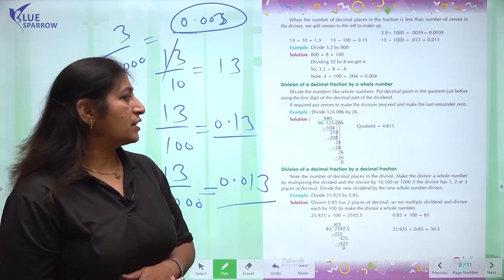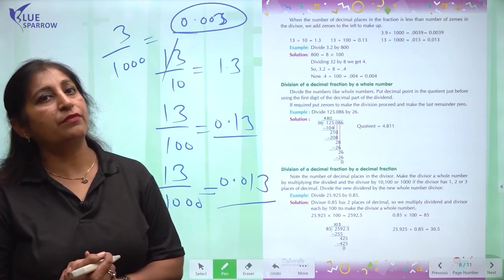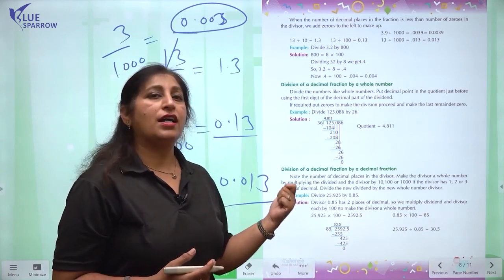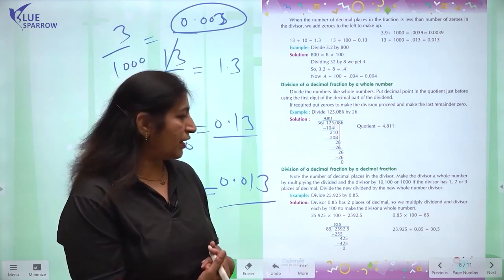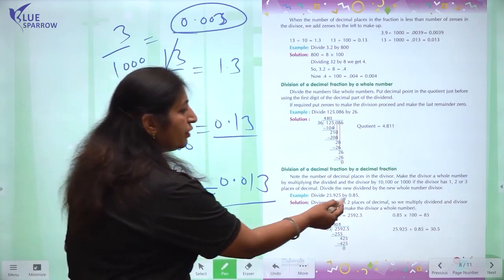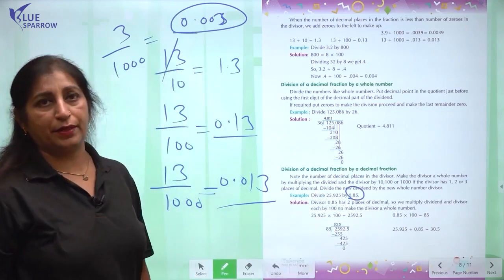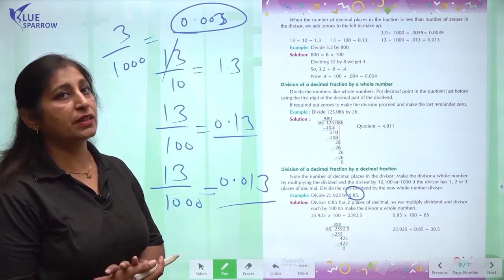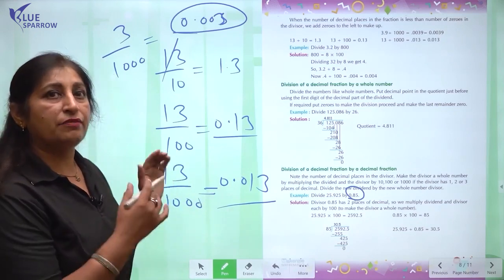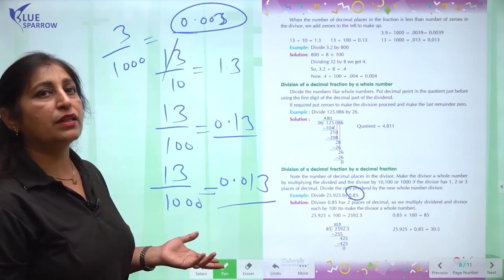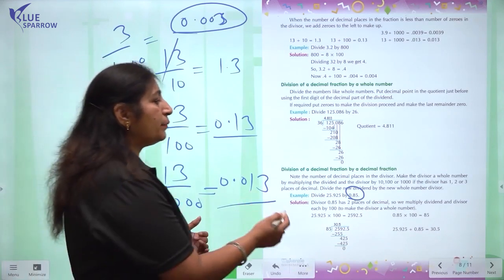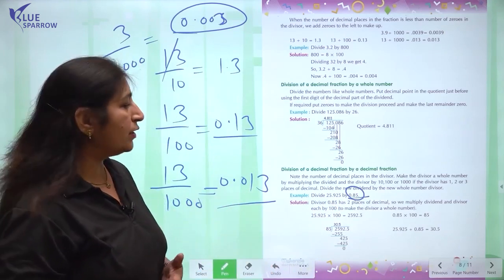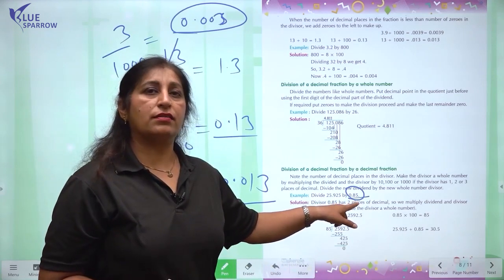Now let's divide a decimal fraction by a decimal fraction. Now we know that if you are asked to divide a decimal fraction by a decimal fraction, firstly we would do one thing. We would make the divisor a whole number. If the divisor and dividend both are decimal fractions, firstly we would convert the divisor into a whole number. How can we convert it into a whole number? By multiplying it with 10, 100, 1000. How many zeros are required? That would depend on the decimal places in the divisor.